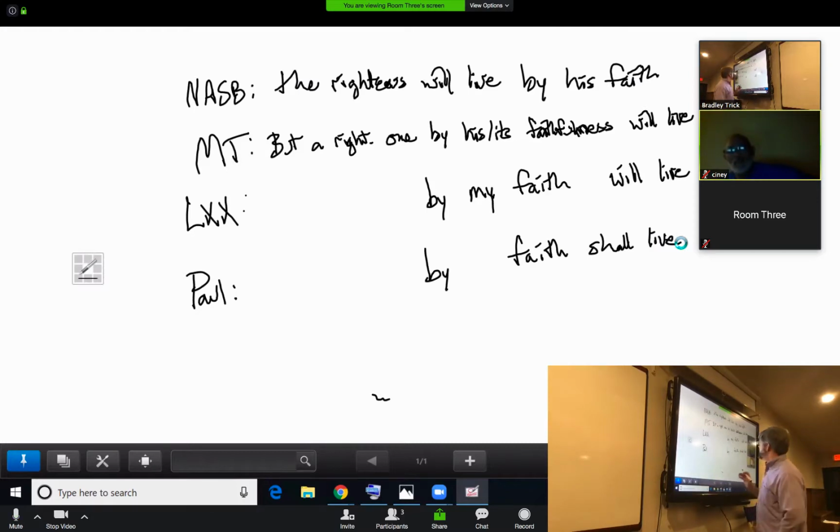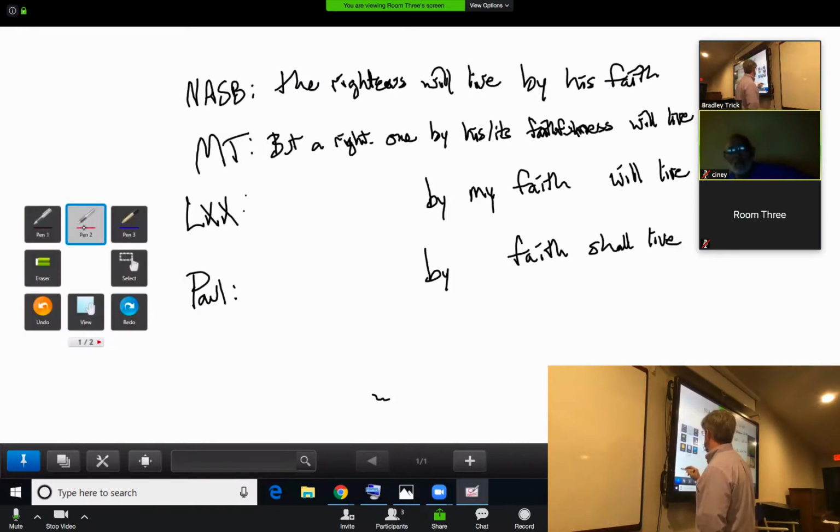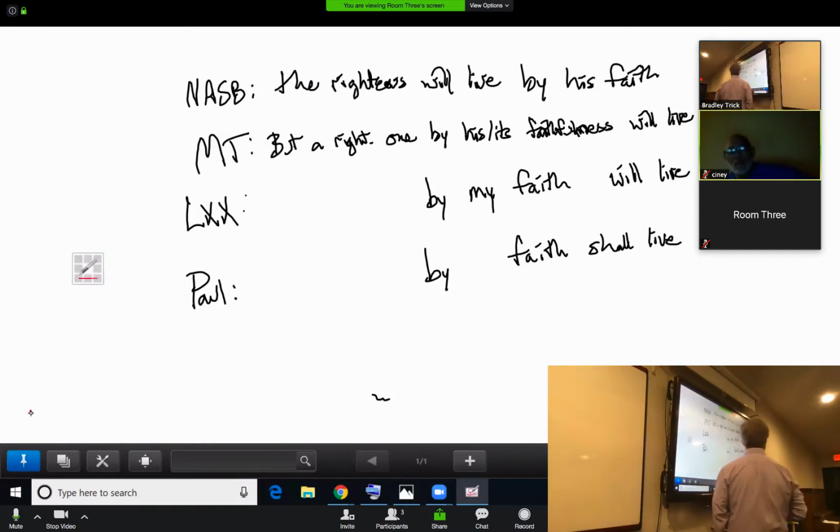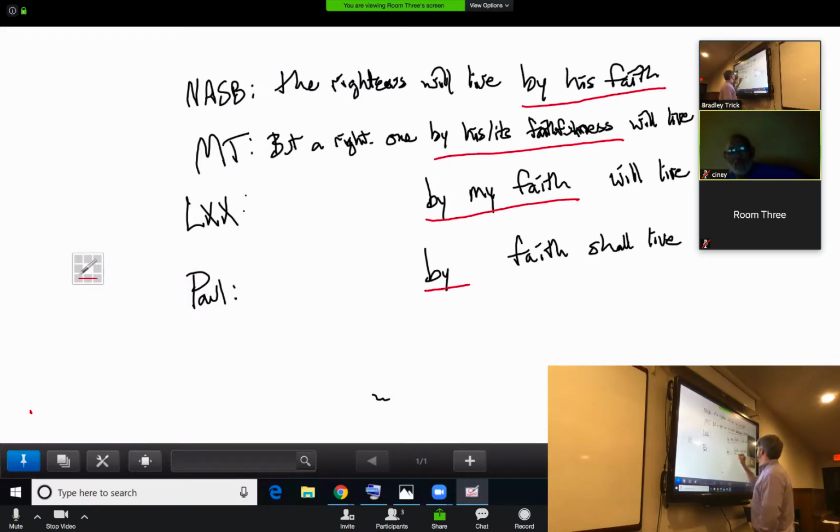Right? Now, what are the key differences that you note in these 3 or 4 different versions? By his faith, by my faith, or by faith. By his faith, by his faithfulness. All right, so the first thing to note is whether we're dealing with faith or faithfulness. Right? The NASB translates by his faith.